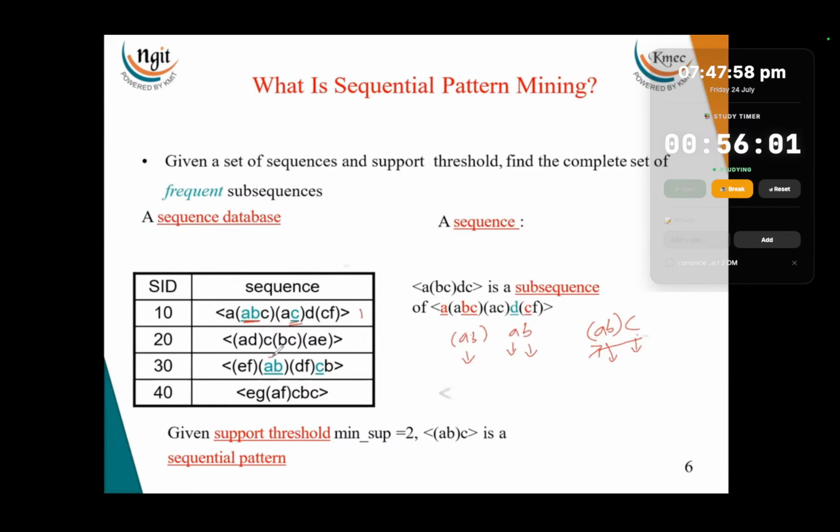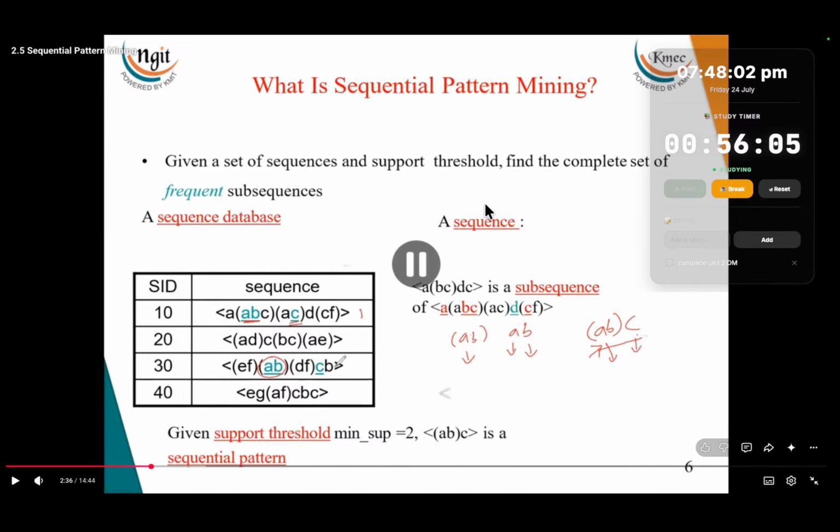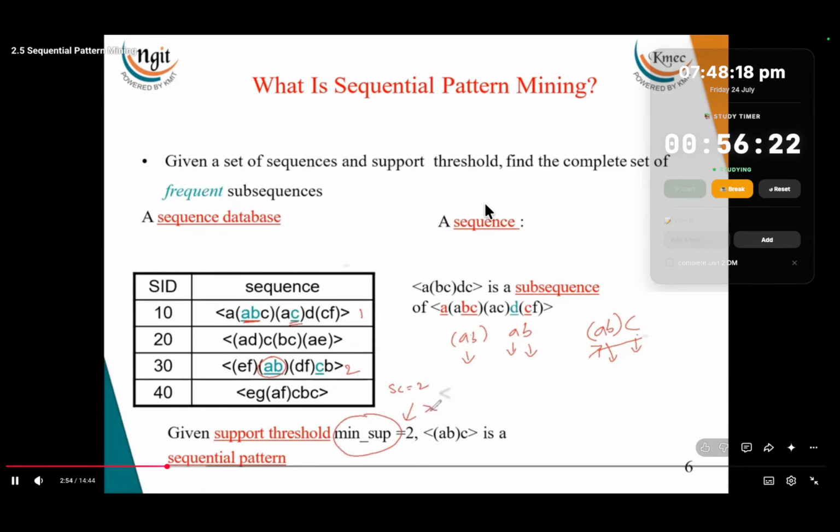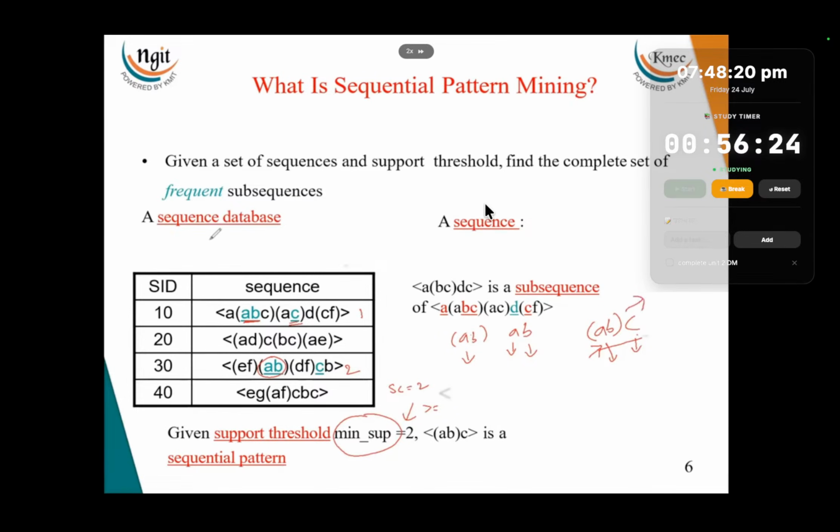When you look at the third sequence, we have AB in the same sequence and C in a different sequence. Now the support count will be increased to 2. And in the fourth sequence, we don't have AB, right? So the support count value is 2. This support count value is compared with the minimum support count, and it satisfies the condition, as it should be greater than or equal to the minimum support count. So we can say that (AB)C is a frequent subsequence.